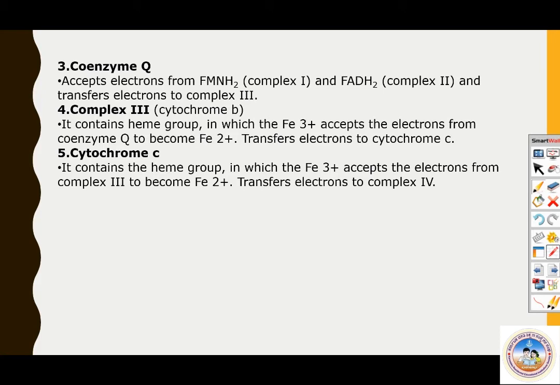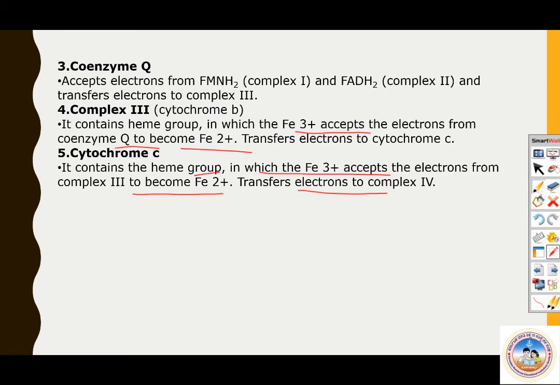Complex 3, what does it contain? It contains cytochrome B. So it contains a heme group in which Fe3+ accepts the electrons from coenzyme Q to become Fe2+. So it transfers the electron to cytochrome C. So cytochrome C, what is happening? It contains a heme group in which Fe3+ accepts the electron from complex 3 to become Fe2+. So it transfers the electrons to your complex 4.